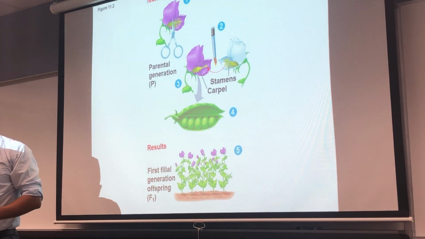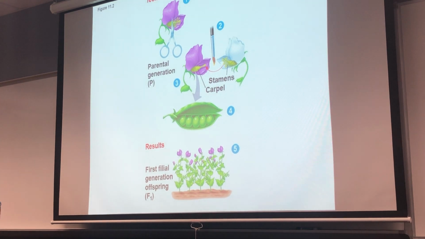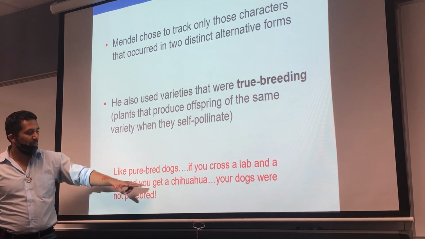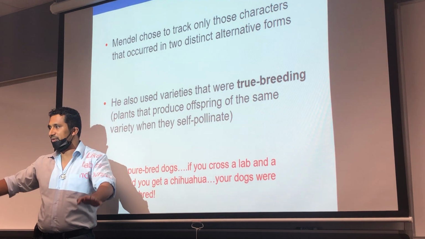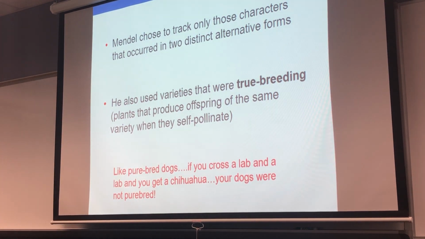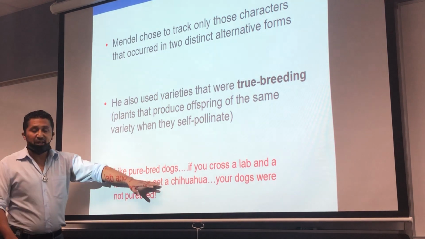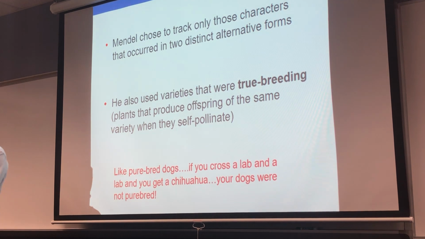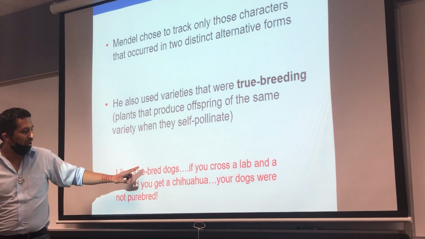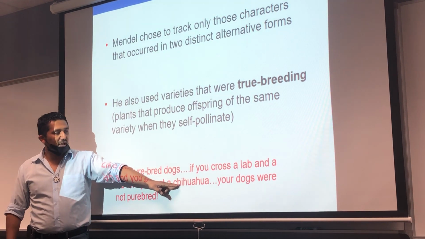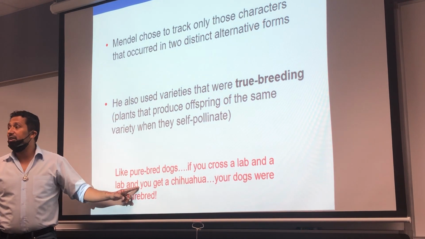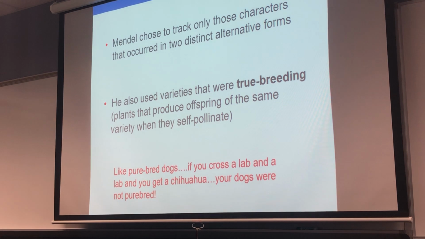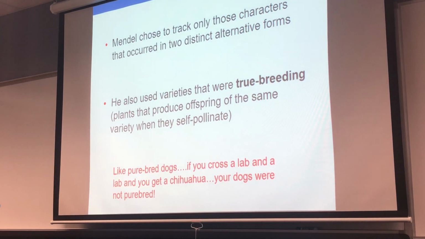Okay? Like a true breed dog. Yes, that was the example right there, right? Like a true breed dog. If you cross a lab and a lab and you get a chihuahua, they're not true breed. It's a mutt. That's like F1, right? That would be F1. Yeah, no, this is not like true breed. In that case, if you mix them, then that one would be heterozygous from these two, which are not pure breed. Okay, so they would be hybrid.